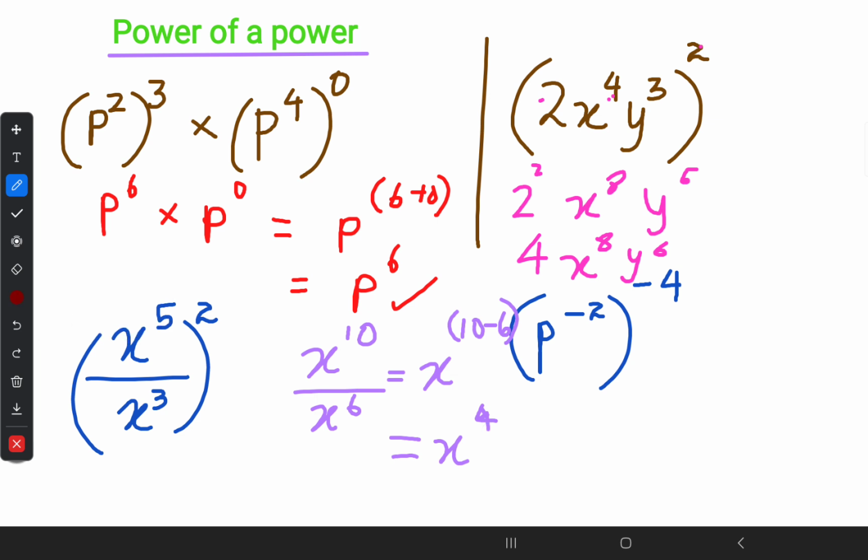In the last question, p with the power of negative 2 has another power, negative 4. That means let's multiply them. p with the power of negative 2 times negative 4. Negative into negative is positive. 4 times 2, it would be 8. So finally, the answer is p with the power of 8, not p with the power of negative 6 or positive 6 like that. It should be multiplication of power of a power. So p with the power of 8 is the correct answer.